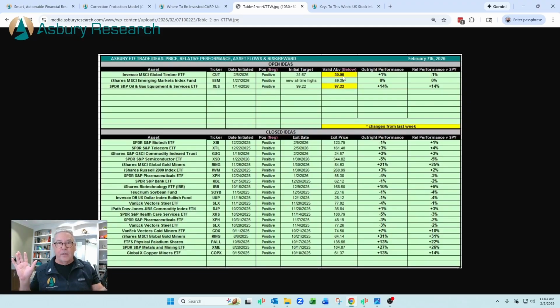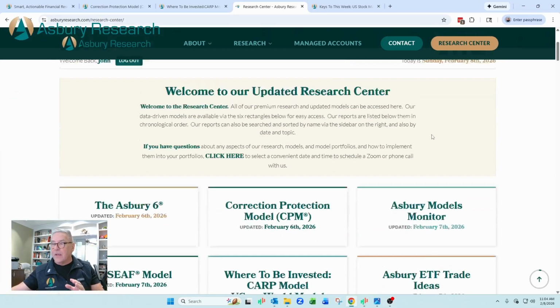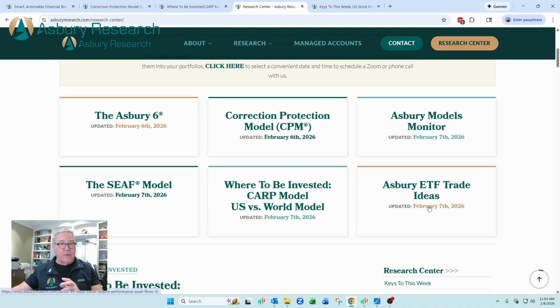There's a million different stock market alarms out there. Find one and use it. And if we get out of that trade, we do not send an email, but we will change this to show that we were stopped out of that trade. And the way that you know that a change has been made in this table is if you go back to the research center, you'll see that the latest change we made to this table was yesterday, Saturday, February the 7th. On Monday, if we don't put any new ideas out and you see that the date has changed to Monday's date, that means something has changed in that table.